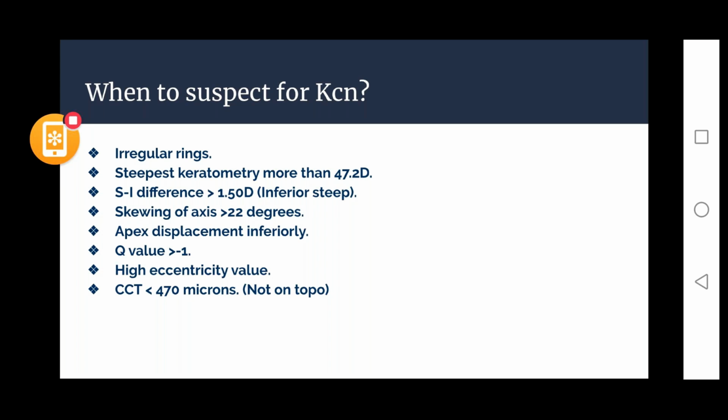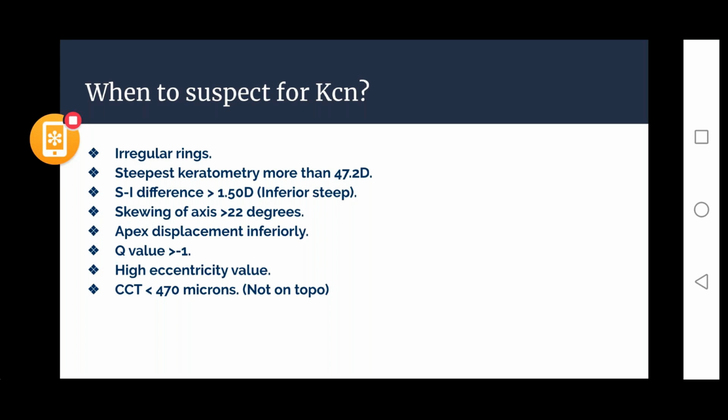Shape factor is exactly opposite of Q value. So suppose if the Q value is -1, the shape factor will be +1. Okay, we need to remember this always. It's exactly opposite. I hope everyone is following this.